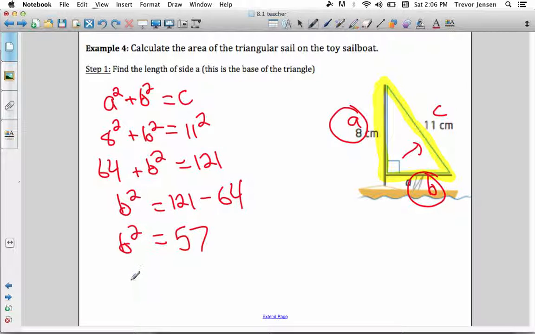Now if I want to figure out what b is actually equal to, I must square root the 57. To move that square to the other side, I have to square root it. So the square root of 57 is 7.5.